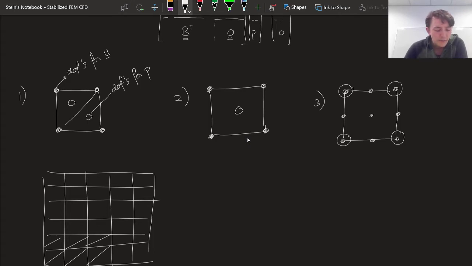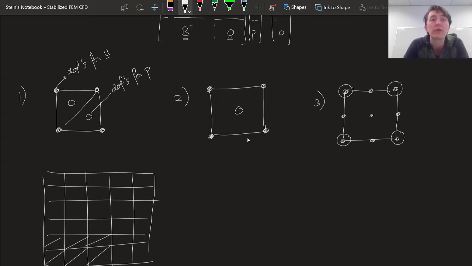So the one on the left is saying we're going to take, on each corner of our triangles, one node for our velocity degree of freedom field. Whereas for each triangle at the center, we're going to introduce one degree of freedom for pressure. So naturally that means that the pressure is going to be discontinuous from element to element in the first case and the second case, right?